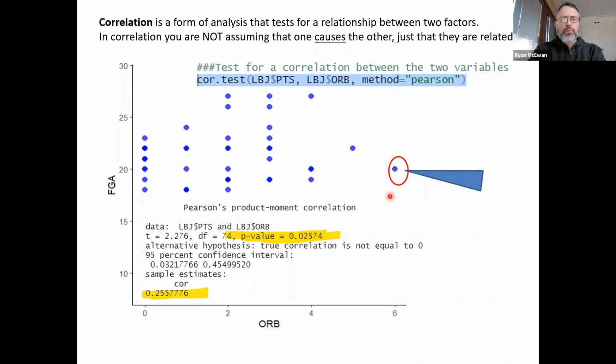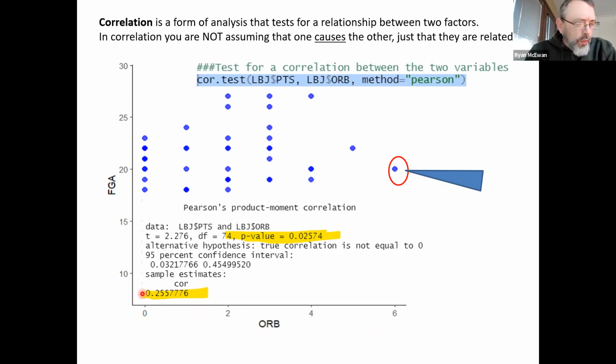Yep. And again, we're not saying that one is causing the other. The only question here is, are they related in any way, shape, or form? In this case, ORB, offensive rebounds, and field goal attempts, there is a positive relationship. The correlation coefficient, R, is 0.25, and the p-value is 0.0257. You'd say there's a statistically significant relationship between offensive rebounds and field goal attempts.